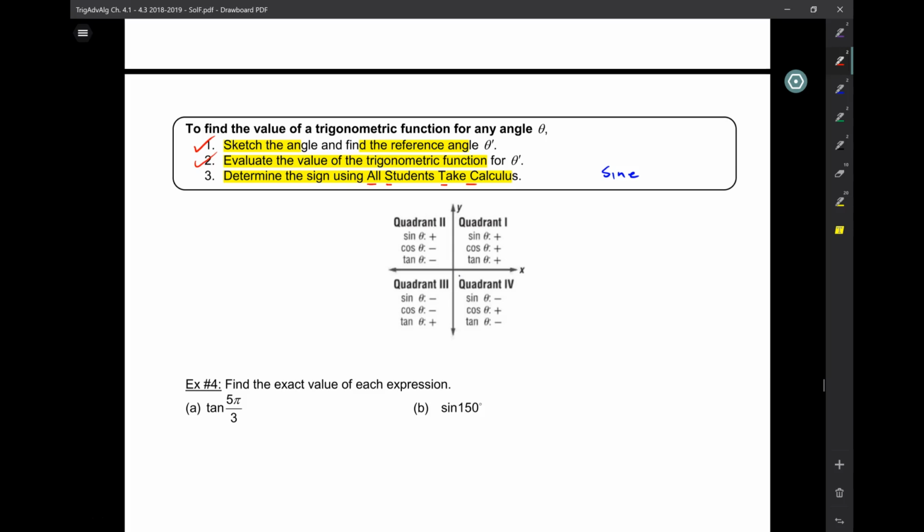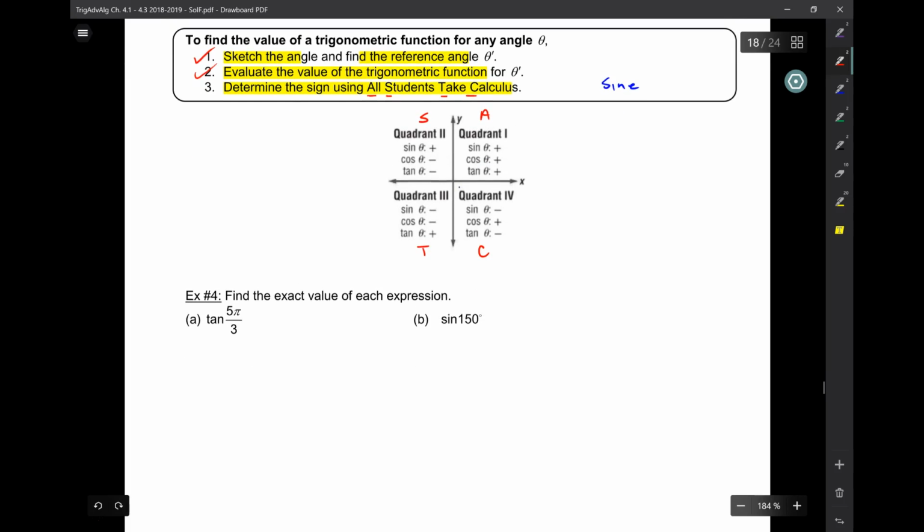We go, remember how it's all counterclockwise? So it's all students take calculus. Okay? All students take calculus. Now, what these symbols stand for is, it says in each quadrant what is positive. So for A, all functions are positive over there. What do you think S stands for? Sine is positive in that quadrant. Tangent is positive here, and cosine is positive here.